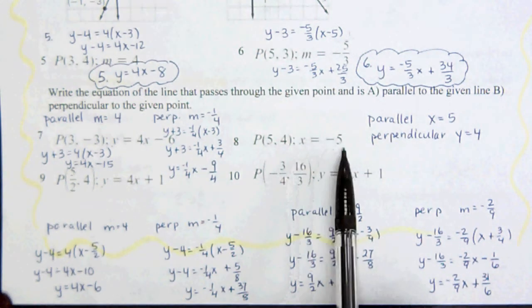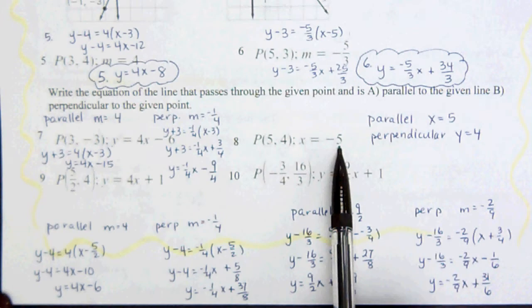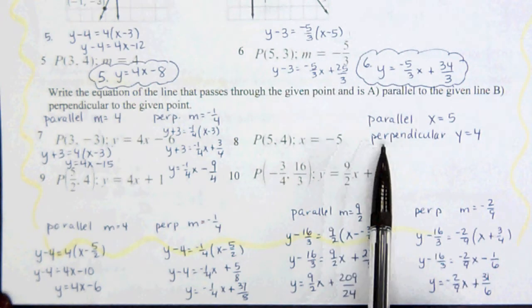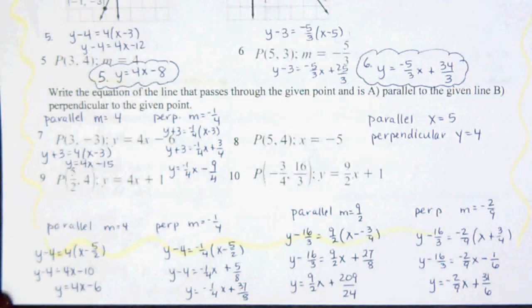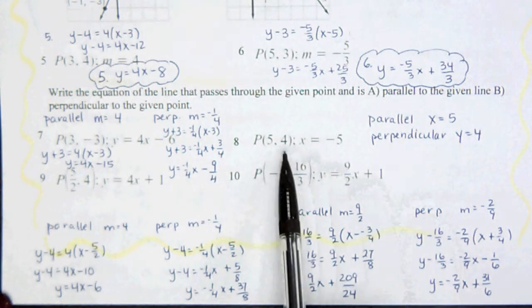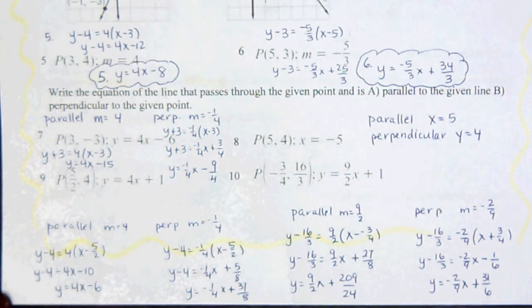Likewise, if an x equals line is a vertical line, perpendicular to that would be a horizontal line. And horizontal lines are of the form y equals. What do they want y to equal? Y equals 4. There's my answer.